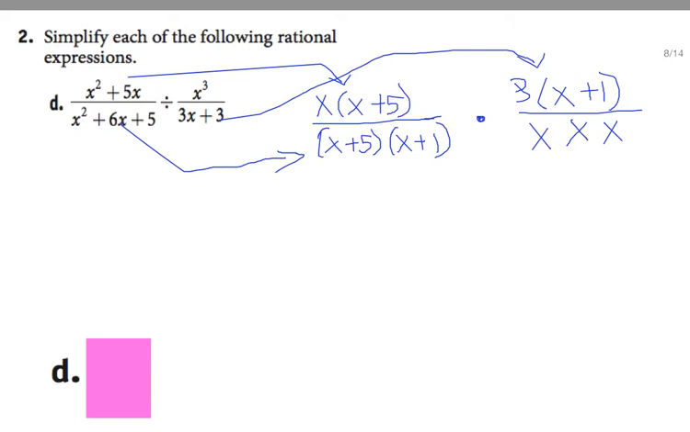All right. So let's start canceling out what can be canceled out. So the x plus 5 here cancels out this x plus 5. This x here cancels out one of these x's. Then the x plus 1 here cancels out this x plus 1. So in the end, we're left with a 3 in the numerator and an x times x, or x squared, in the denominator. Okay?